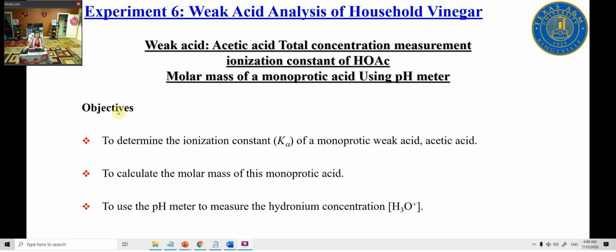The objectives for this experiment are threefold. You are going to determine the ionization constant Ka of this weak acid. Acetic acid is also known as a monoprotic acid. The second objective, you will calculate the molar mass of this weak acid, acetic acid. The third objective, you are going to learn to use a pH meter to measure the concentration of hydronium. In other words, you are going to use a pH meter to measure the pH values.